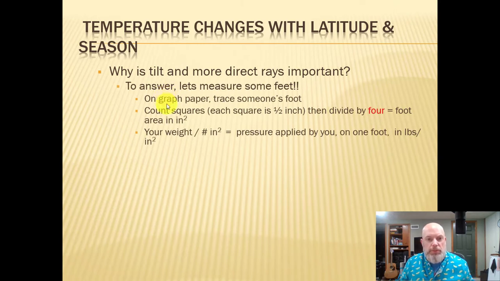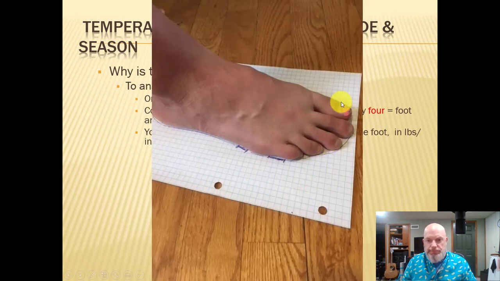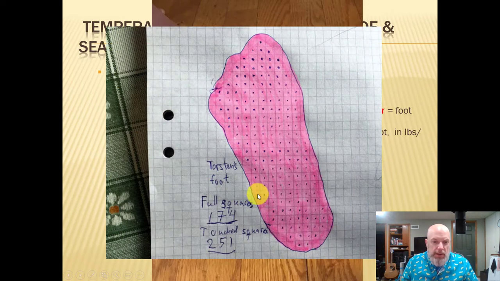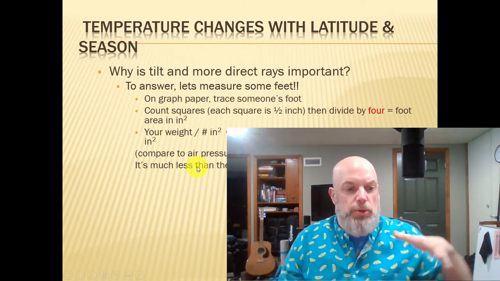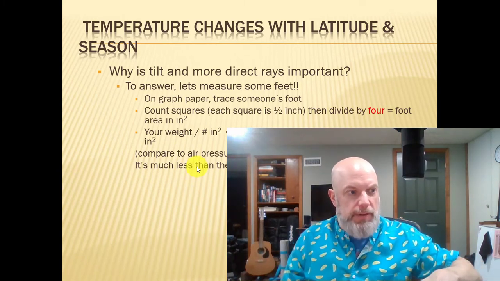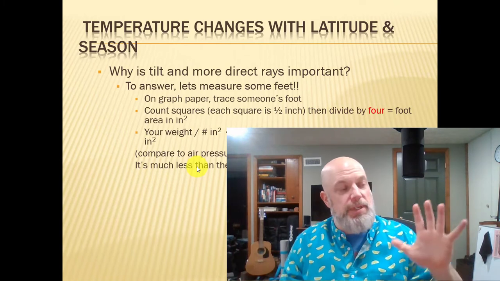To get to that, if we were in class, we might do something like this on graph paper. You and your partner, somebody would stand on it, put their foot down on the graph paper, trace it, and then you could count and you'd get the area of your foot, right? And then you could do this little calculation: your weight divided by the area gives the pressure applied, how much pressure you are physically putting on the Earth in pounds per square inch. And we compare it to air pressure, and what you realize is that standing on the Earth you are actually putting less pressure on the surface than air pressure.